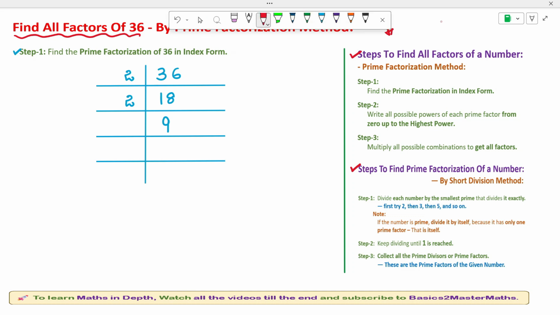Again, start dividing 9 by the smallest prime 2. Since 2 does not divide 9 exactly, move to the next smallest prime 3. Since 3 divides 9 exactly, we get 3.